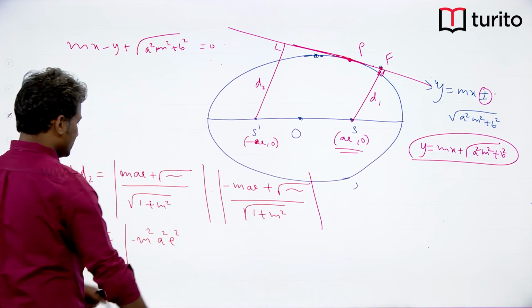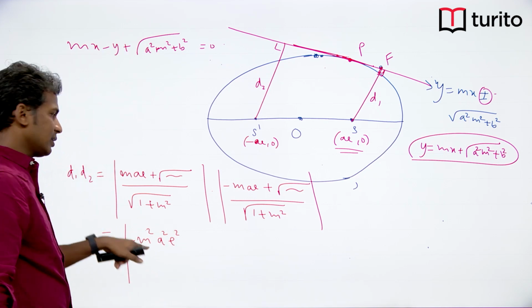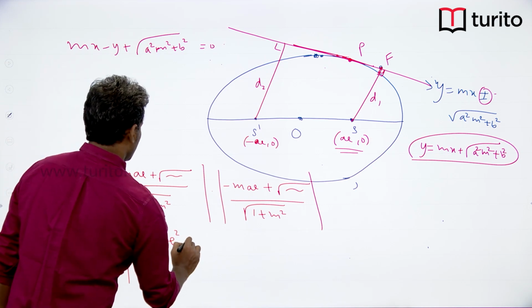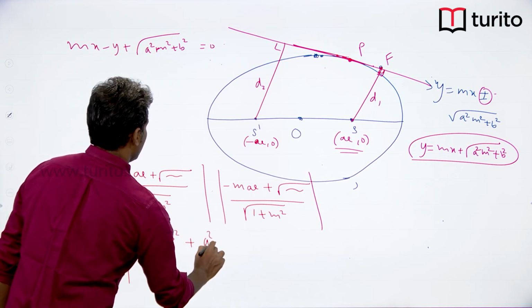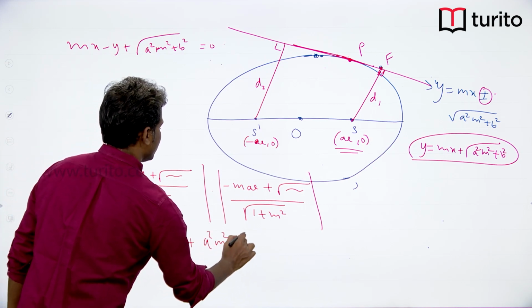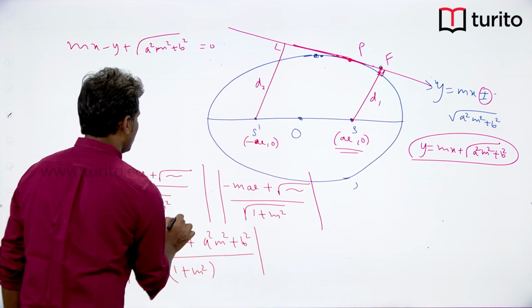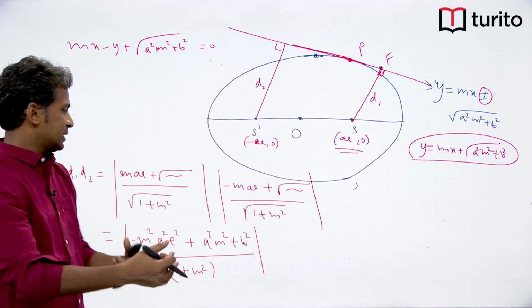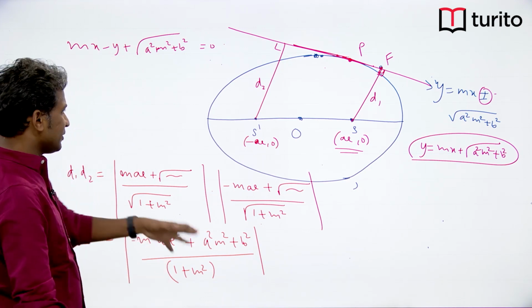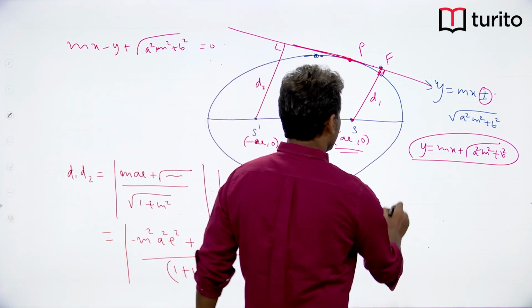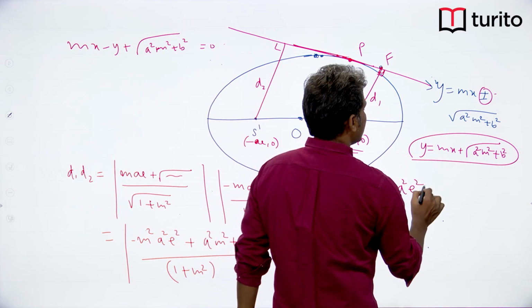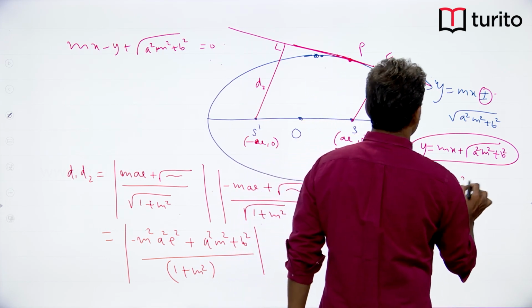Or in other words, this term should be having the minus sign. Okay. So, plus a square m square plus b square divided by 1 plus m square, because there are two terms with square root here and they are getting squared. So, now to simplify this, again we have to use that idea that a square e square is nothing but a square minus b square.